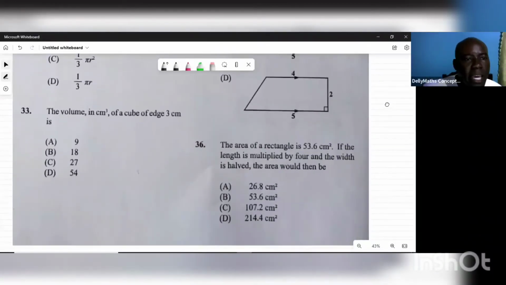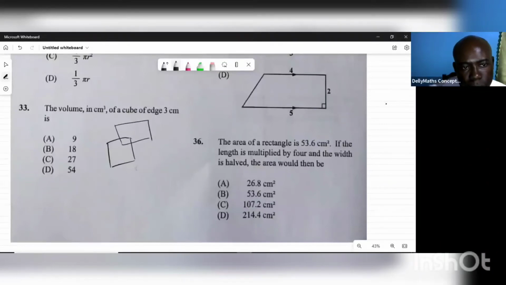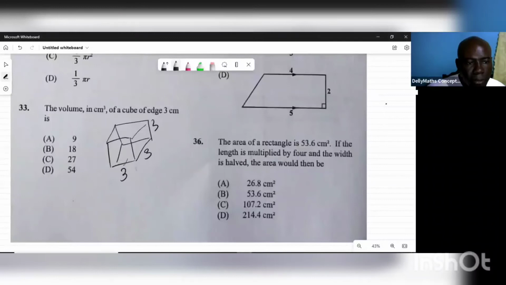The volume in cm cubed of a cube of edge 3 is what? Remember, a cube looks like this, not true? So a cube looks like that. The only thing is all the sides will be the same. So this is 3, this is 3, this is 3. The volume of this will be 3 times 3 times 3, because volume refers to length times width times height, or length times length times length, since it's a cube.